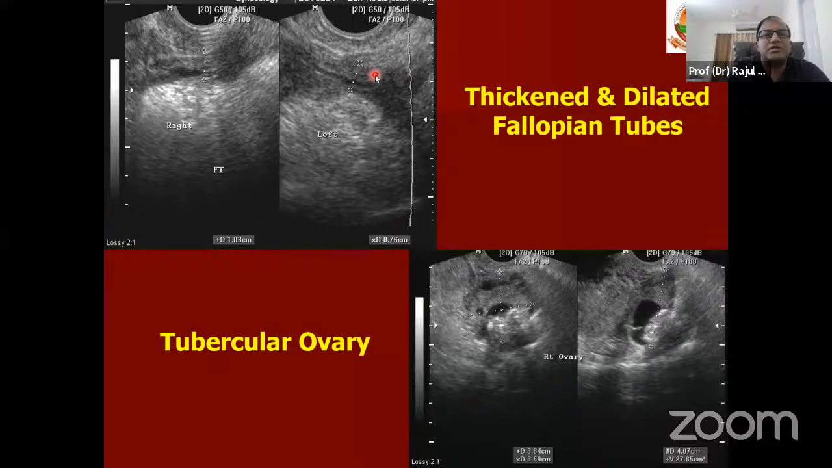So this is an ultrasound image where we can see the thickened fallopian tube. We can see a little fluid, and the wall is very thick. So this was a case of tubercular salpingitis.